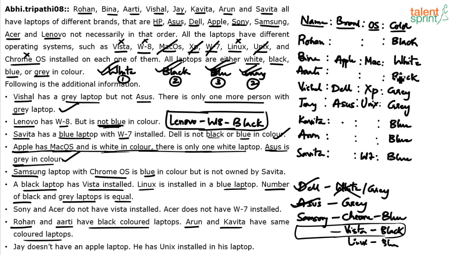So with respect to gray, everything is done. With respect to white, everything is done. Only blacks and blues are left out. What do we know? Sony and Acer do not have Vista installed. So who will have Vista? Let's figure that out, right?